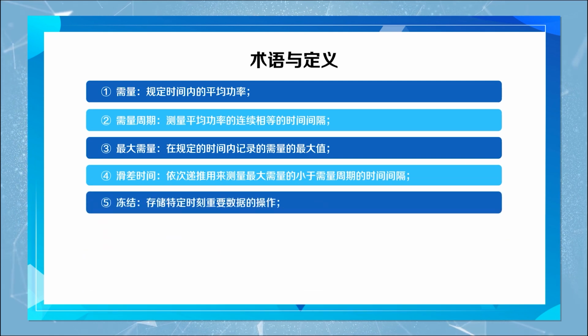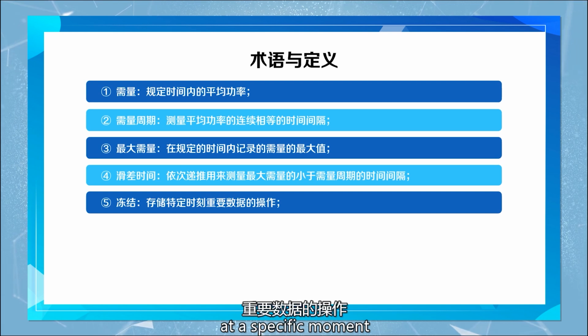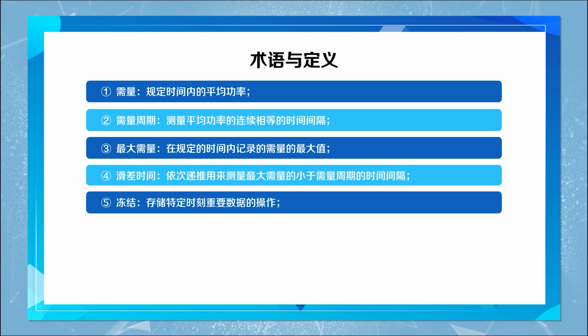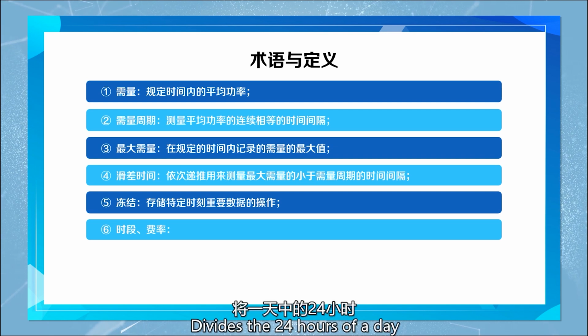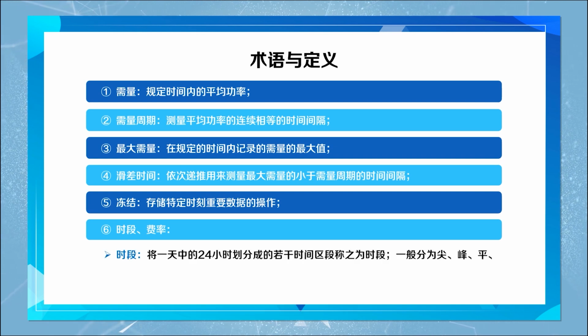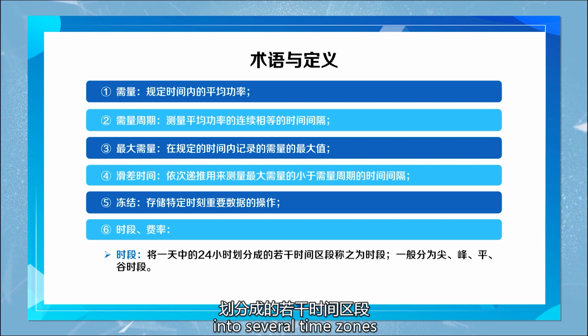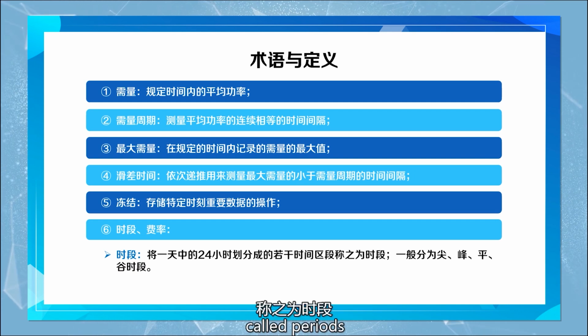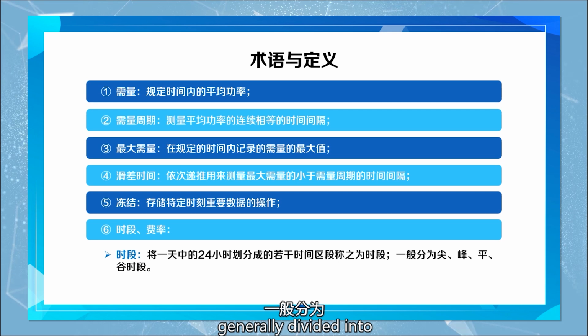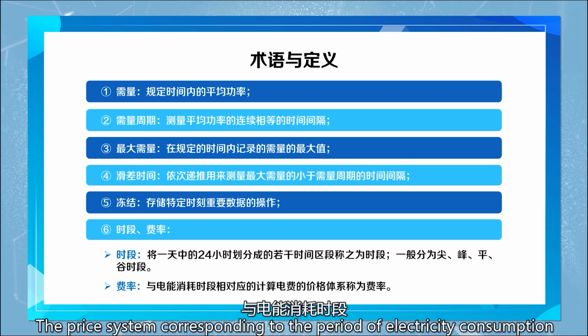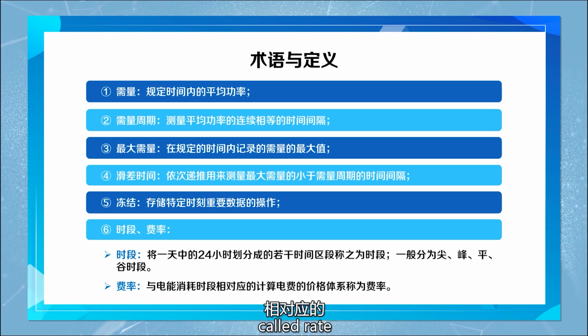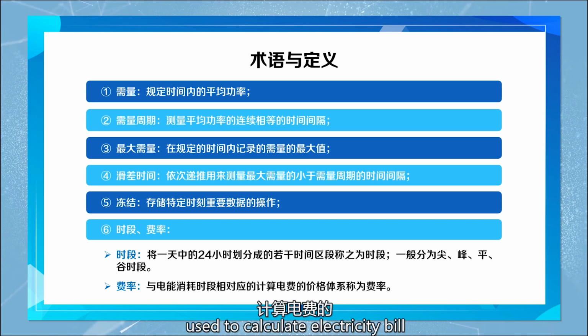Fifth, freezing: the operation of storing important data at a specific moment. Sixth, period and rate. Periods divide the 24 hours of a day into several time zones, generally divided into peak, off-peak, flat, and valley. Rate is the price system corresponding to the period of electricity consumption, used to calculate the electricity bill.